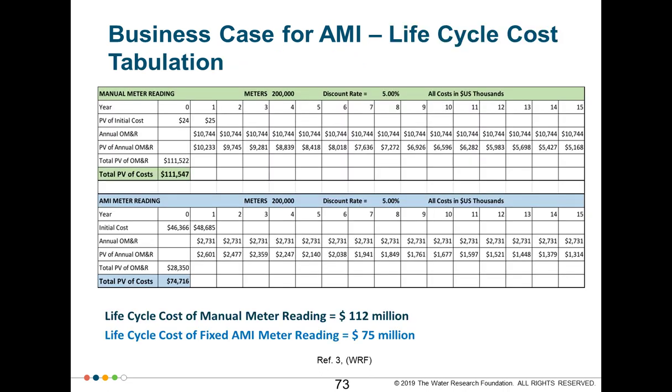So what you need to do is a life cycle cost assessment that adds the initial costs and discounted values of the future costs to come up with a life cycle cost. And you see the manual is much higher in life cycle cost than the AMI. Steve Davis, who's an expert in this, did this analysis, and if there are any specific questions, I'm sure he could help on that.